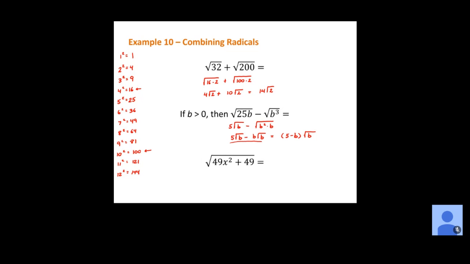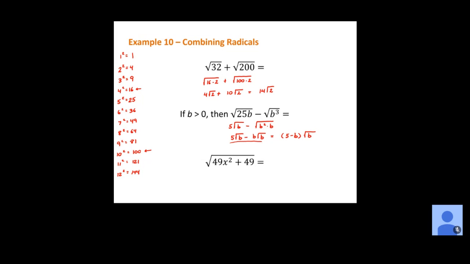All right, and then this last one here, we've got the square root of 49x squared plus 49. Now, a common mistake on a problem like this is you go, oh, they're both 49s. I can take the square root of both of those values, and then you try to separate this. But remember, we're not allowed to separate addition. We can only separate multiplication or division under a radical.